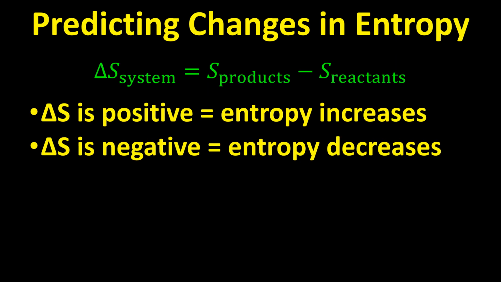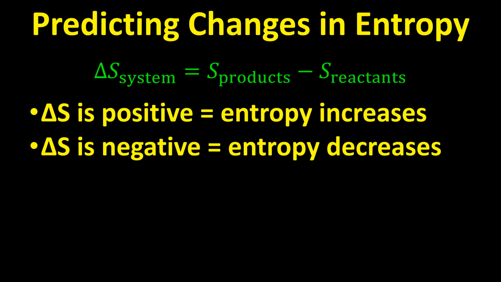There are some things that we can do to predict the change in entropy, and we're going to get to those on the next slide, but what does that mean? If we look at the change in entropy of a system, say a chemical reaction, or maybe even a phase change, a physical change, we're going to compare the products and the reactants, or the before and after states. If we take the entropy of the products and subtract the entropy of the reactants, we get the delta S of the system.